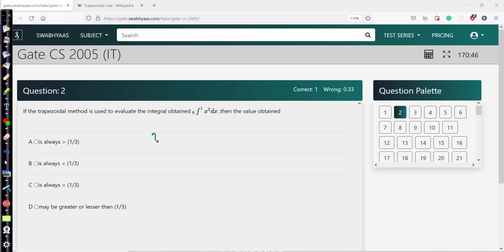If you find it normally, it would be x cubed by 3, and if you put the limits, the value will be 1 by 3. But see the options. It is always greater than or equal to 1 by 3, is always less than 1 by 3, and it is always equal to. It's not greater than or equal to, just greater than. So by seeing the options, there is no chance that we have to use very simple integrals.